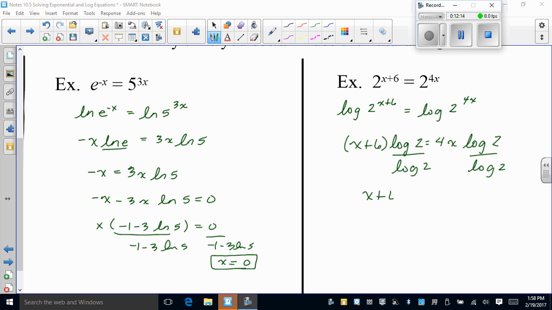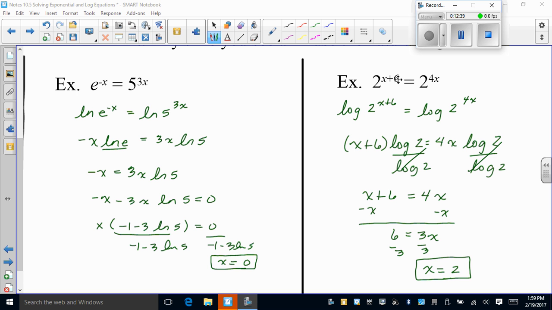Now, we did not have to go this way. That's just the point they're trying to make. Subtract x, and I get 6 equals 3x, divide by 3, and you get x equals 2. If I put this in, 2 plus 6 is 8, 2 to the 8th; 4 times 2 is 8, 2 to the 8th. So we know it works.